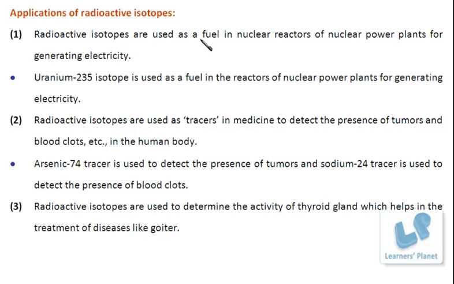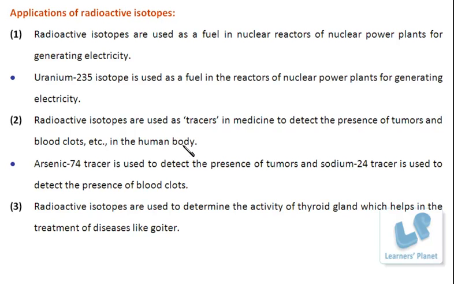Radioactive isotopes are used as a fuel in nuclear reactors of nuclear power plants for generating electricity. For example, U-235 is an isotope which is used as fuel in the reactors of nuclear power plants for generating electricity. These are also used as tracers in medicine to detect the presence of tumors or blood clots in the body. Tracers, you understand?